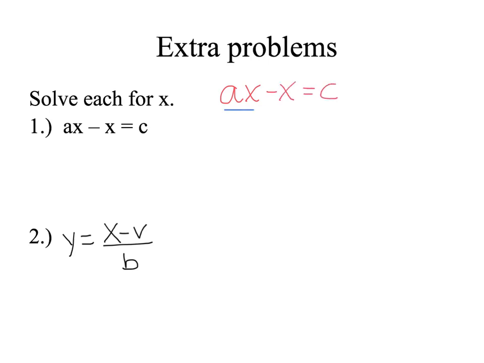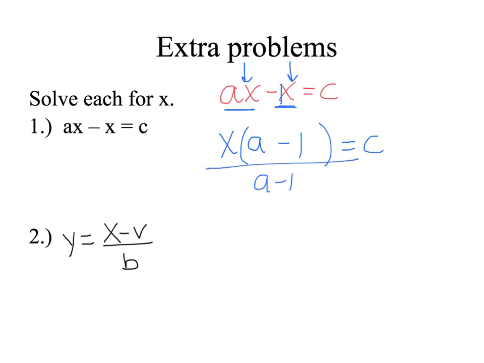Now this is one of those ones where you have x in both of your terms. So you need to pull the x out of both of them. So write the x and then write a parentheses because you're backwards distributing. So out of the first term, if I pull out an x, I'm left with a. Out of the second term, if I pull out an x, I'm left with nothing. But you can't be left with nothing because this was really 1 times x. So what I'm left with is negative 1. And then it's equal to c. And then you divide both sides by a minus 1. And your equation is x equals c over a minus 1.